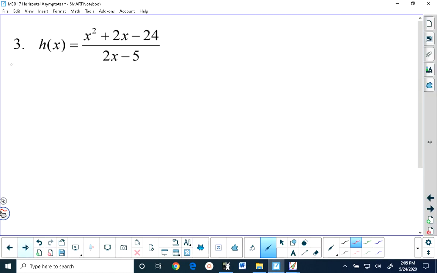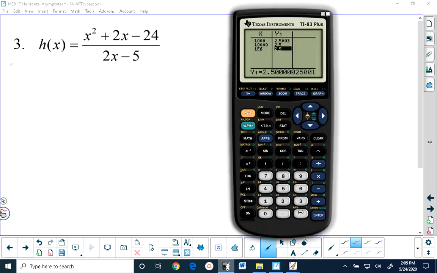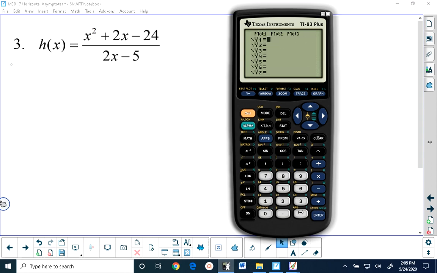Take a look at 3. Again, we're going to use this clunky method, and this will probably be the last time we do it this way, because once I show you the rule, I think you're going to want to use the rule. We have x squared plus 2x minus 24 divided by 2x minus 5. Go to my table, and when x is 1,000, y is about 502. When x is 10,000, y is 5,002. Then at 1,000,000, it's 5,000,002.